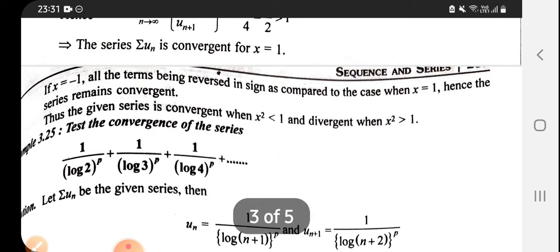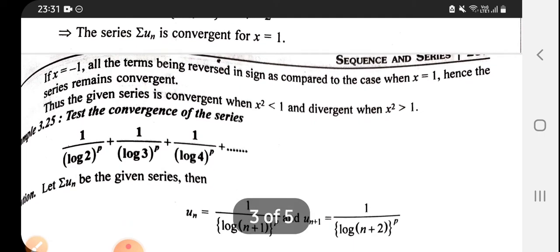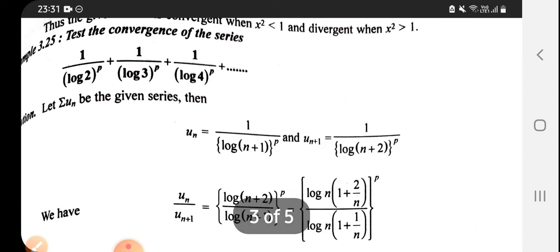If x is equal to minus 1, then the terms are reversed and the series remains convergent. If x square is less than 1, then convergent, and x square greater than 1, then divergent.